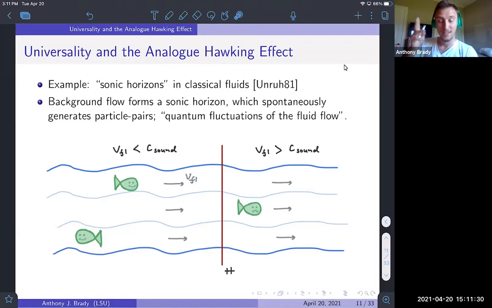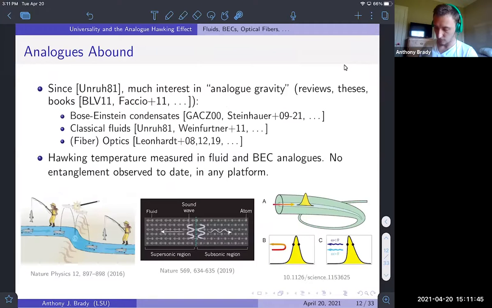If you form this, then at least in principle, this thing should emit particle pairs and have an associated Hawking temperature with it. Okay, so let me move on. And since then, there's been analogues abound.